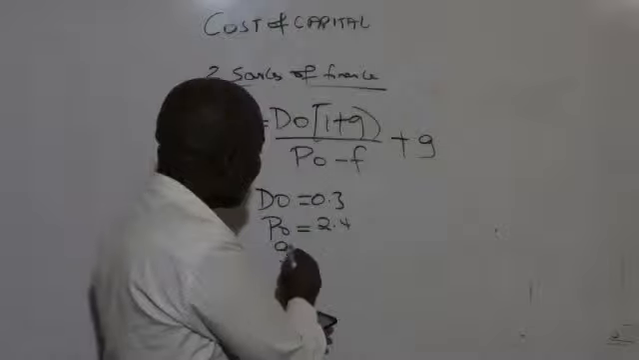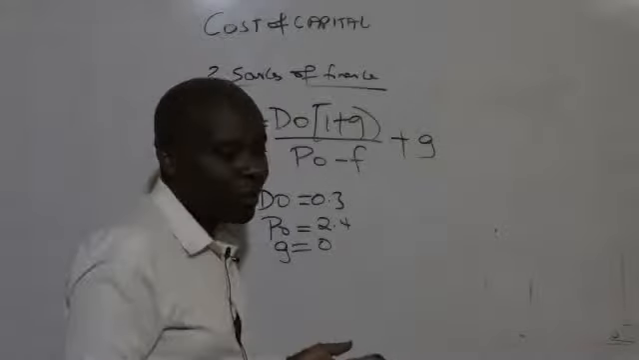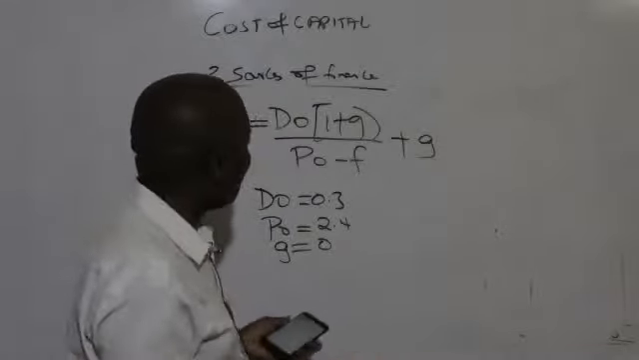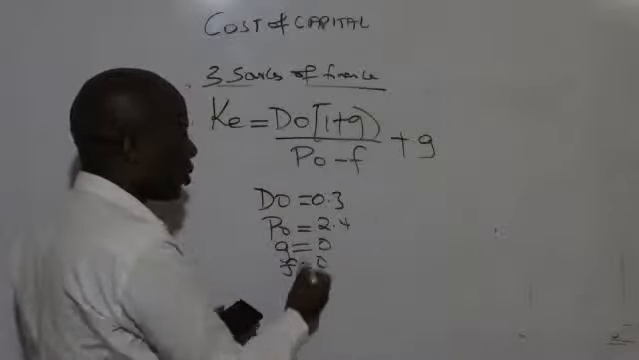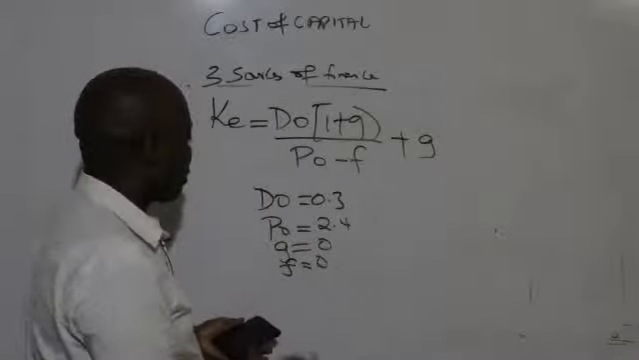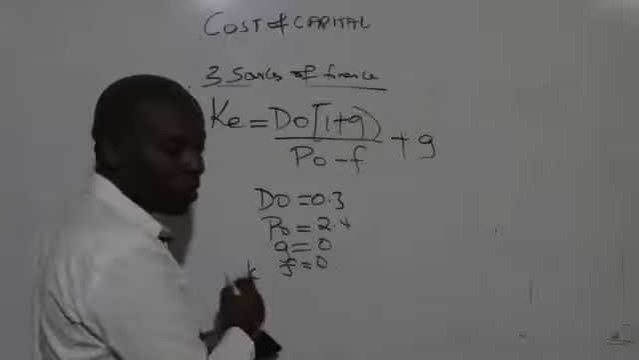They have not mentioned anything to do with growth rate. Nothing to do with growth rate, and nothing to do with the flotation cost. Flotation cost is 0. So they want us to come and give them the cost of what here?